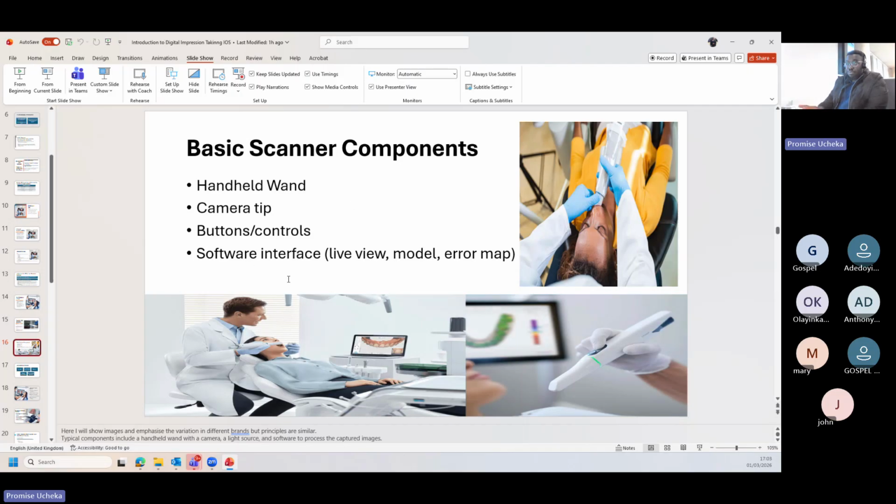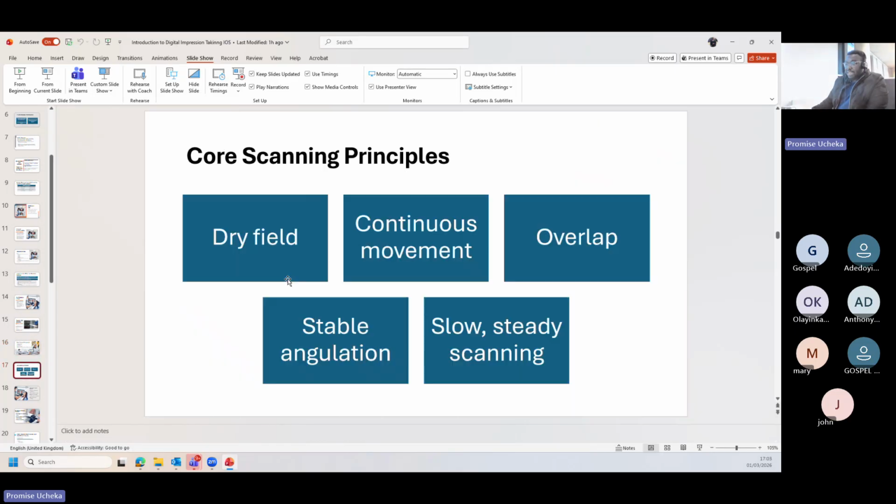So these are the basic components of intraoral scanners. And like I've said, it doesn't matter which company made it, the shape of it, the color, or whatever it is. They will all have the same components. And that can also be true for the principles of intraoral scanning. One of the principles is dry field scanning. You have to make sure that you are controlling moisture in the mouth, because moisture in the mouth can actually distort the image that you are trying to produce. So you have to make sure that is in place.